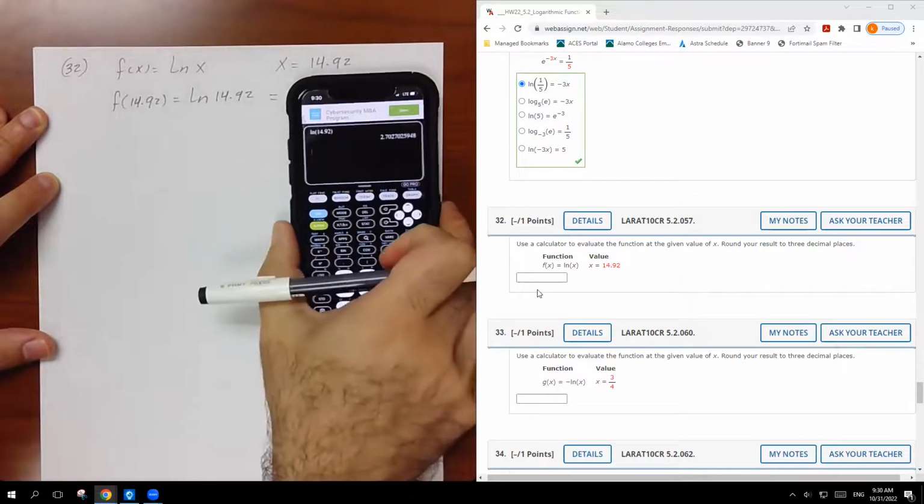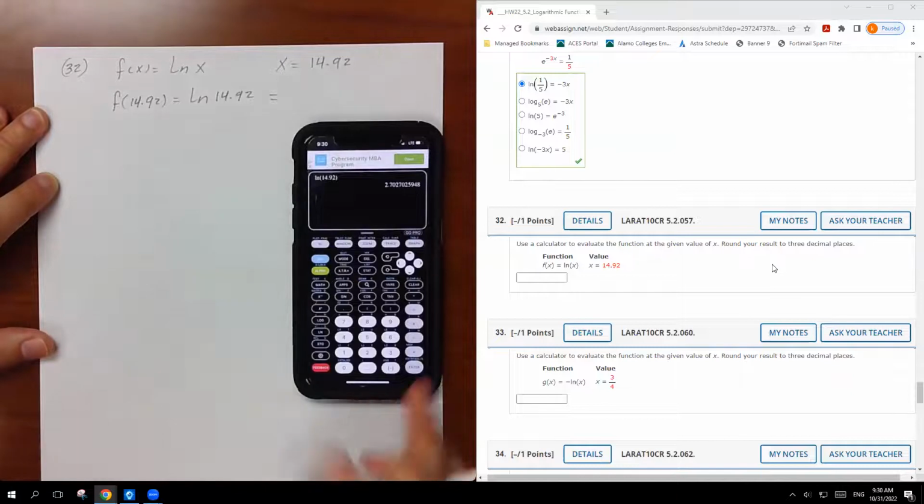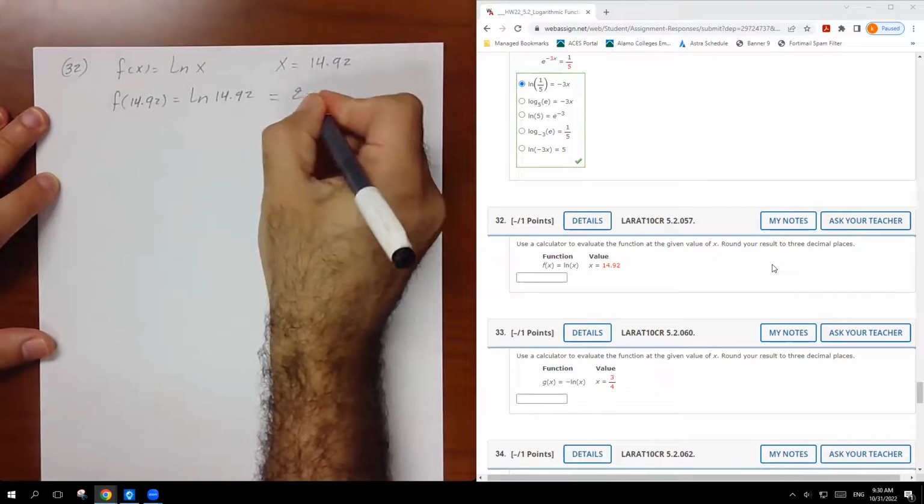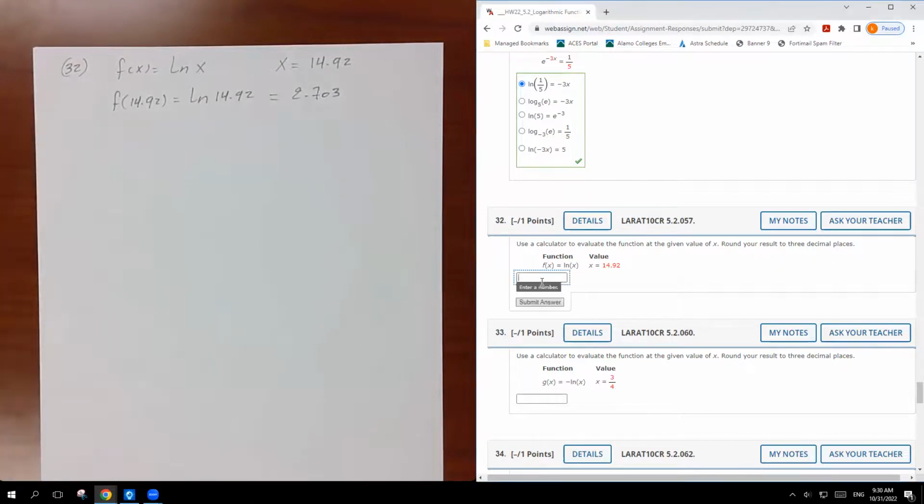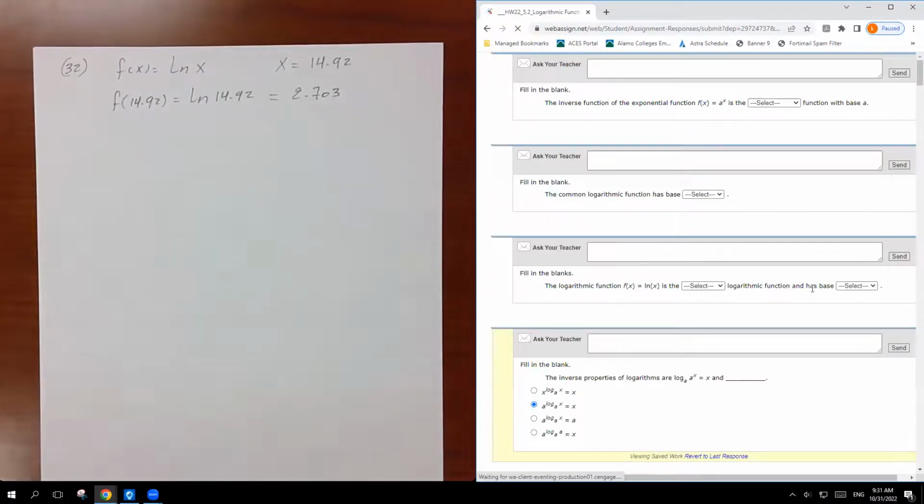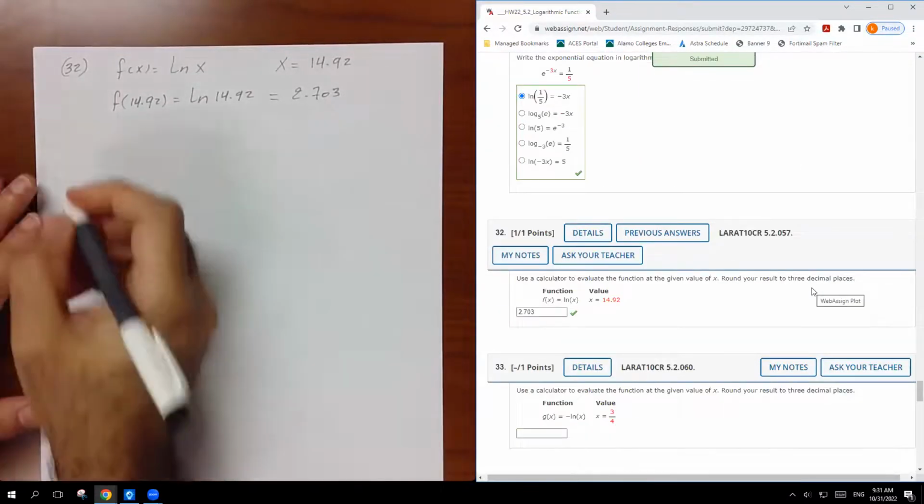So it's going to be 2.703. They ask you to round, I think, yes, to 3 decimal places. So it's going to be 2.703. So we're just going to type this one because it's evaluate, 2.703. The same thing with example 33, that you have a different fraction. So let's go to example 34.